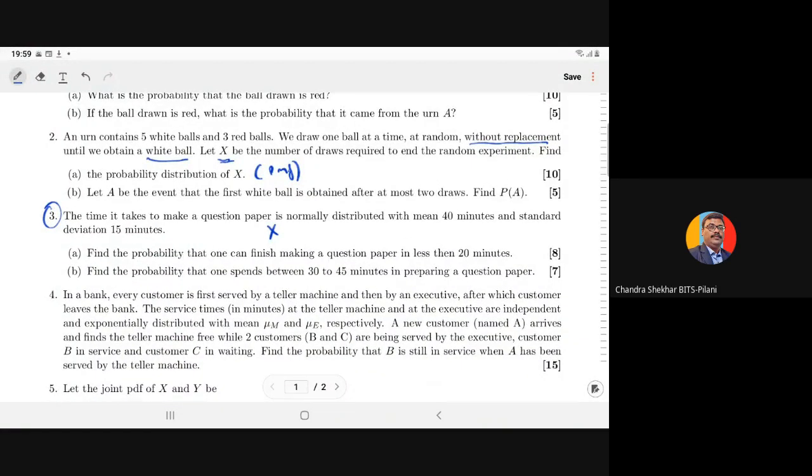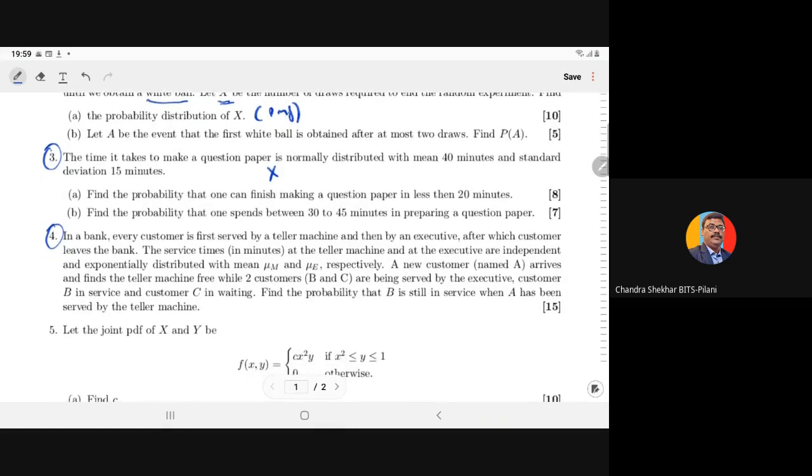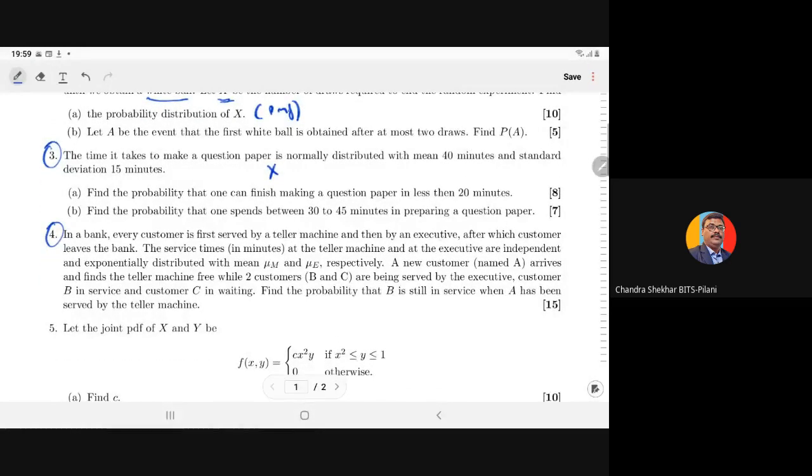Let us move to question number 4. In a bank, every customer is first served by a teller machine and then by an executive. It means there is a tandem service system, after which the customer leaves the bank. The service times in minutes at the teller machine and at the executive are independent and exponentially distributed with means mu m and mu e respectively.